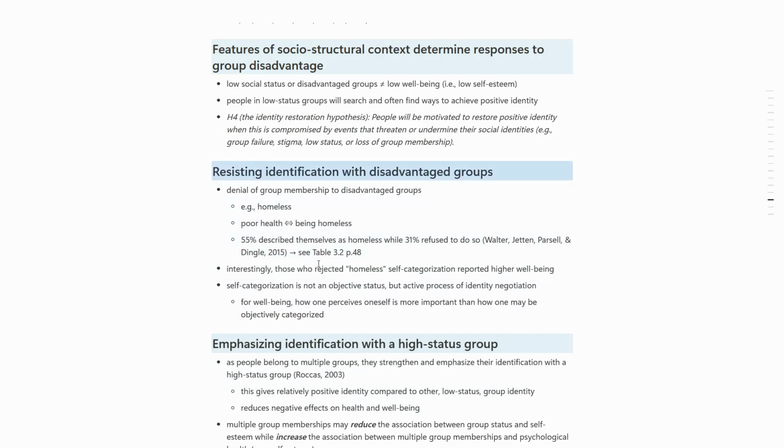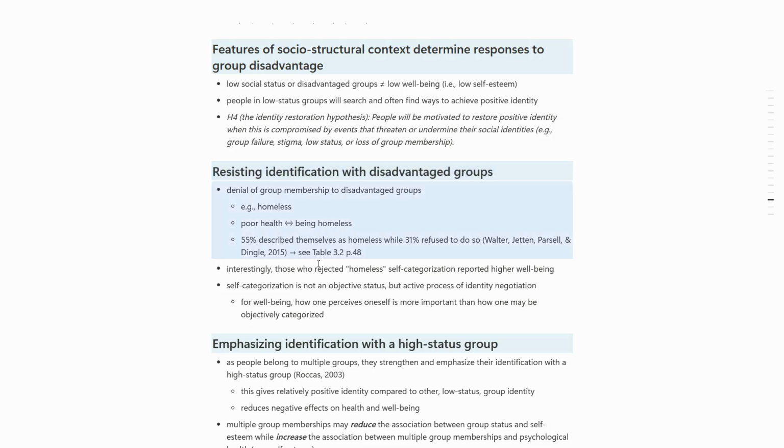Resisting identification with disadvantaged groups. So when they belong to a disadvantaged group, they basically resist identification with such a group. And remember, not belonging to a group is not really a cause of good or bad health, but how strongly they identify with a group is a key for their health. And even if they belong to a disadvantaged group, they can still resist identifying with such a group so that they can protect their health.